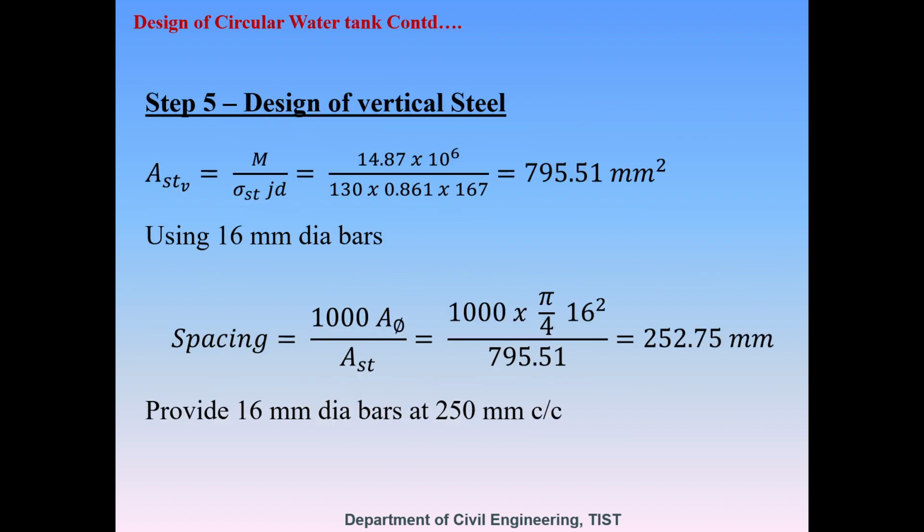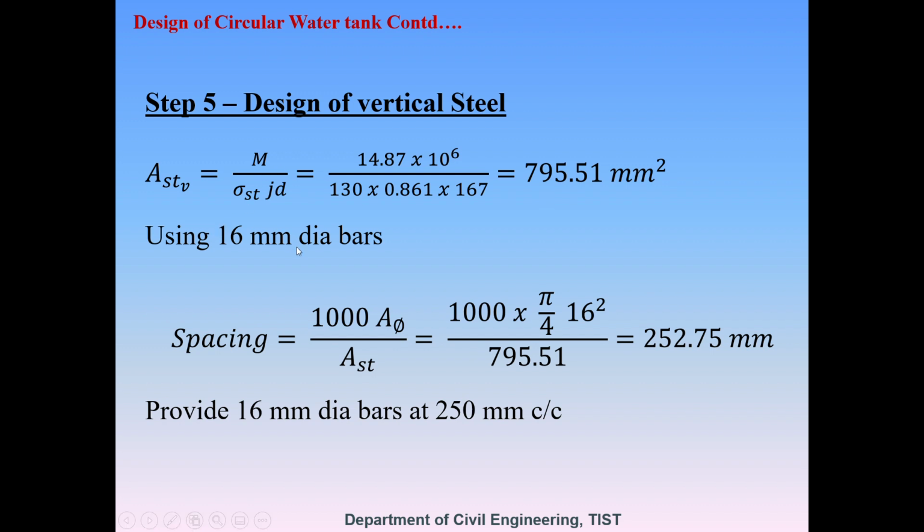Then moving on to the design part. First, the design of the vertical steel. As I said earlier, the design of the vertical steel is based upon the value of moment. Then, as in the case of the working stress method, the AST can be calculated by the equation M divided by sigma ST into JD. When the value of M is known, sigma ST is known, J is known, and d is the effective depth, that is 167, the area of steel in the vertical direction is 795.51 mm square.